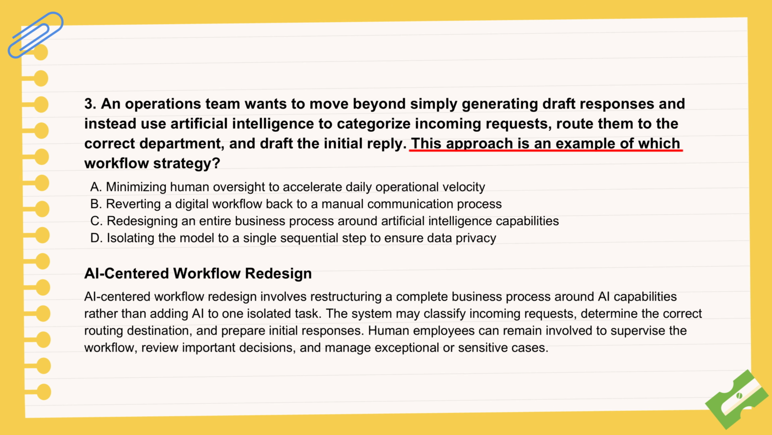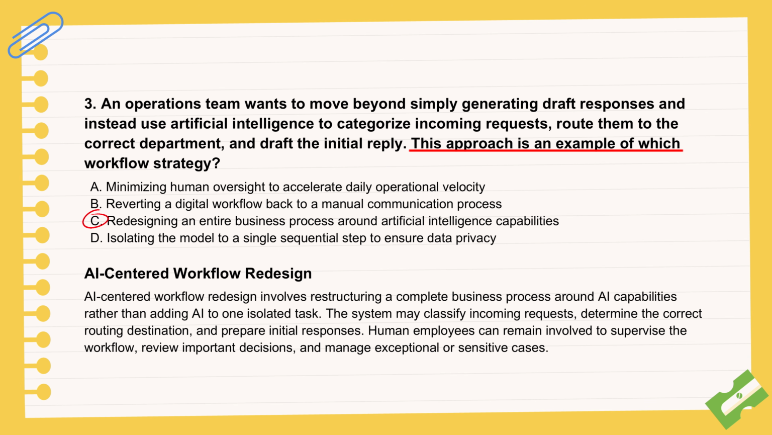The correct answer is C. The team is using AI across several connected stages, including categorization, routing, and response drafting. This represents a redesign of the overall business process around AI capabilities. So we're shifting the AI from being a digital typewriter at the end of a process to being the entire factory floor. Yes, and if we connect this to the bigger picture, this is AI-centered workflow redesign.